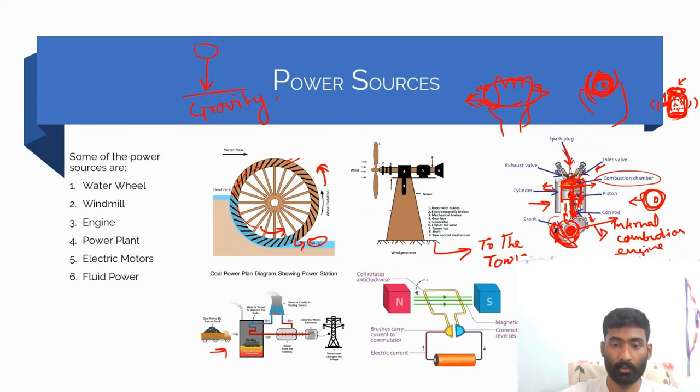The next one is electric motors. How does an electric motor work? There's this magnet, north pole, south pole of a magnet. The coil rotates anti-clockwise in the magnetic field. The commutator reverses the current, and brushes carry current to the commutator. The principle is when you apply the current, it also has neutral and live, or plus or minus. This side is plus with the bump, and the flat side is minus. The current flows always from positive to negative, in every case.